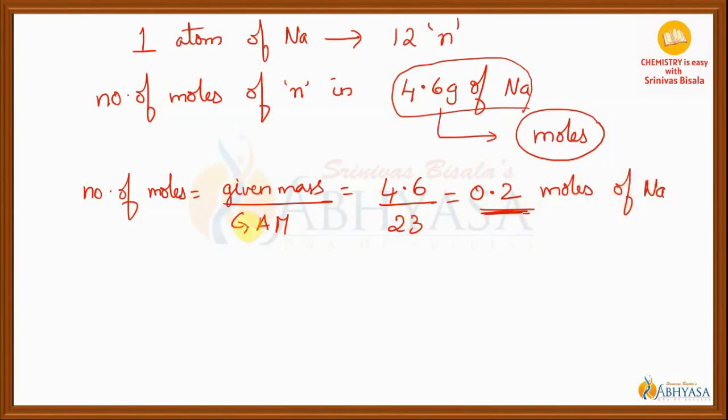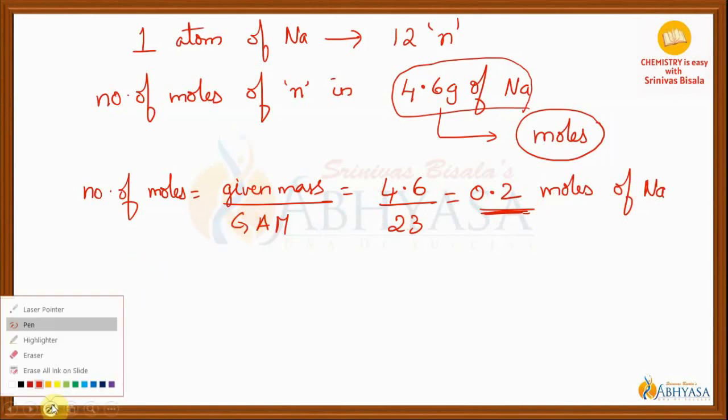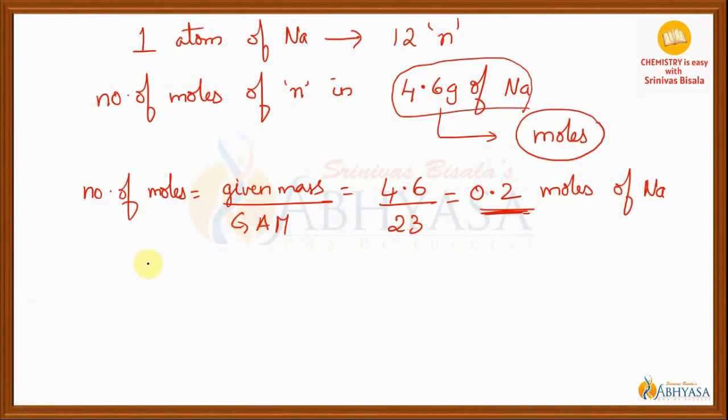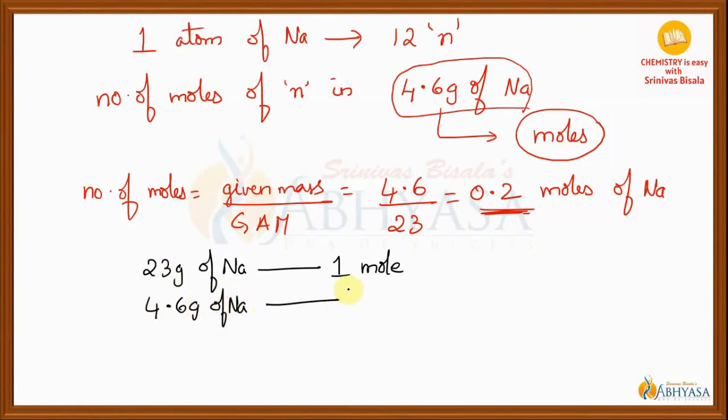If you don't know how to get this particular formula, let me explain. We know that 23 grams of sodium is the gram atomic mass of sodium. This will make 1 mole, isn't it? 1 mole is equal to 23 grams of sodium. And here we have 4.6 grams of sodium. How many moles will this 4.6 grams make? It is 4.6 divided by 23, which is equal to 0.2, which I took here.